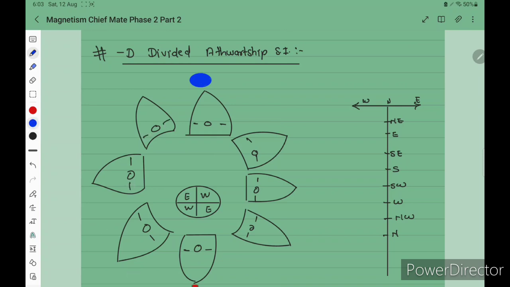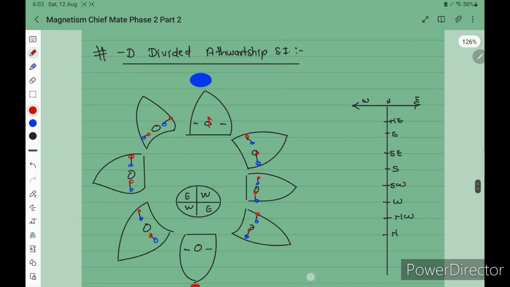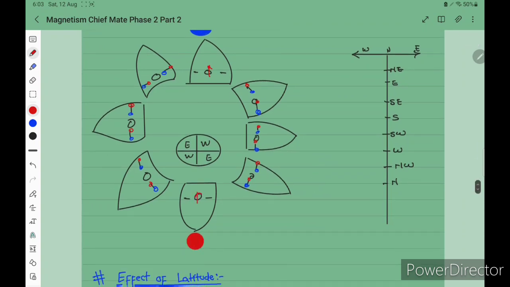Okay, where it entered, acquire the blue pole. Where it leaves, acquire the red pole. Okay, so here no effect of DF in this. Here it will attract westerly. Here no, in these two, easterly, westerly, easterly.